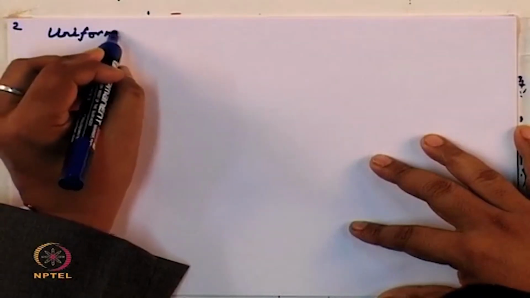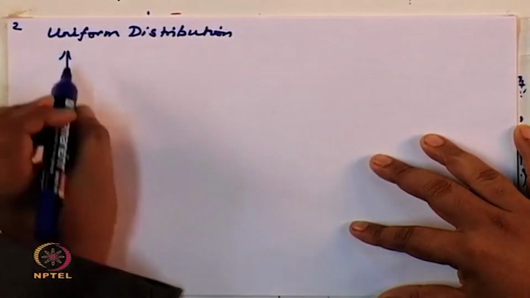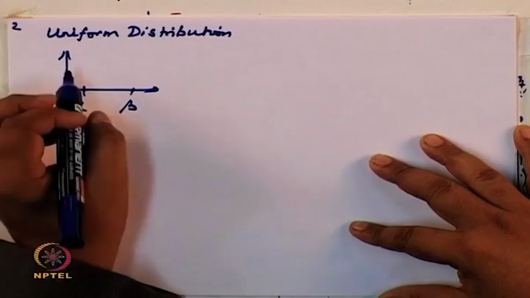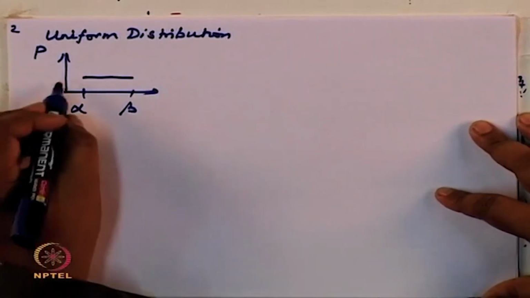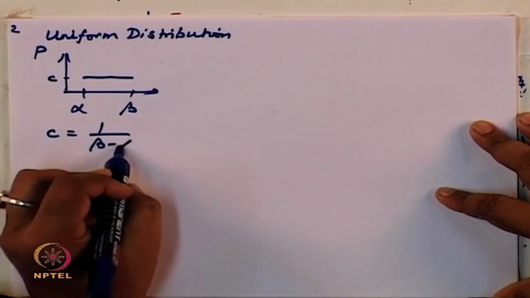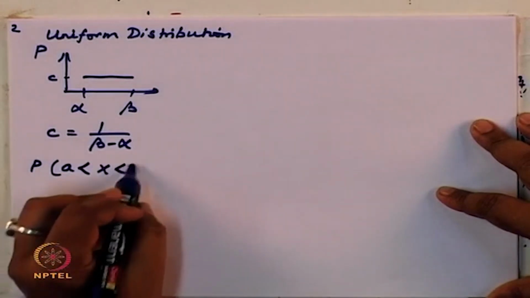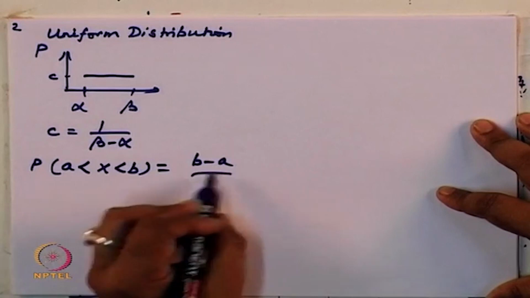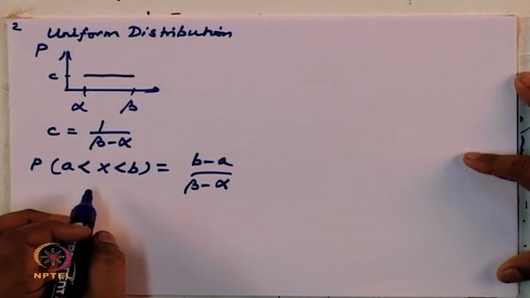Other than the Poisson distribution, the other distribution which we discussed yesterday was the uniform distribution. For a uniform distribution, in a range alpha to beta, your probability is uniform, it is a constant. This constant c is nothing but 1 by beta minus alpha. So, probability of a less than x less than b is nothing but b minus a by beta minus alpha. Let us discuss a few very simple cases.